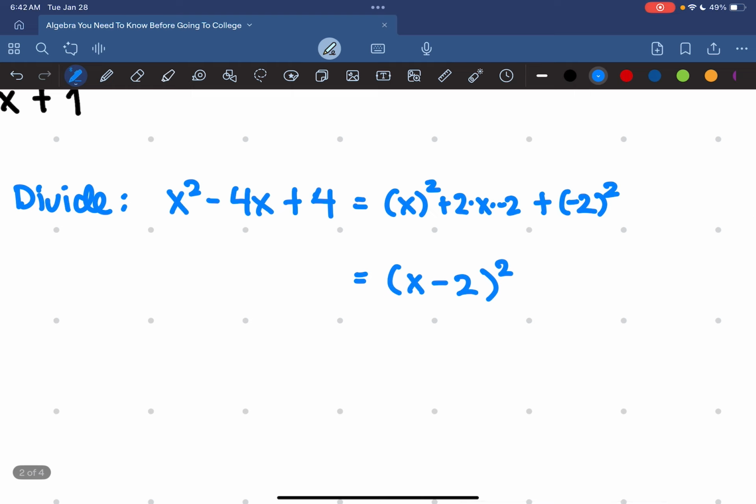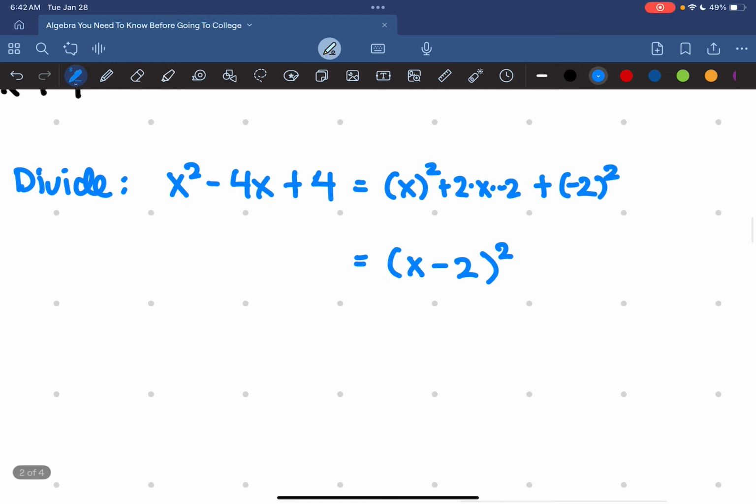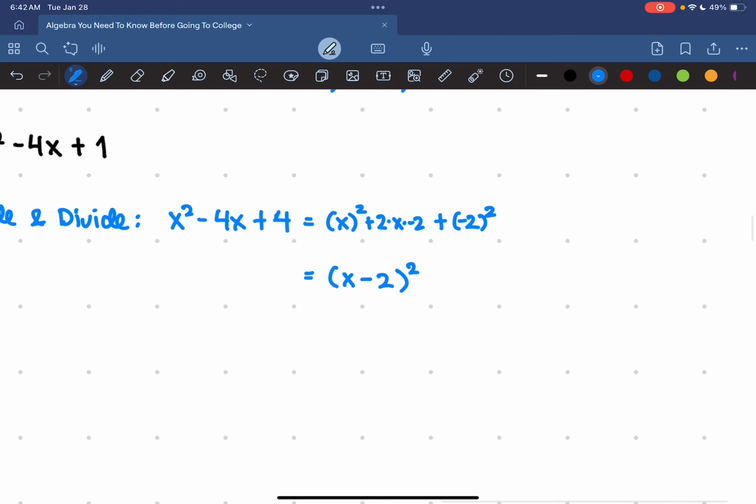Basically, this is x plus negative 2. So it's just like the sum of these two terms. You form it into a binomial and then you square it. So are we done?